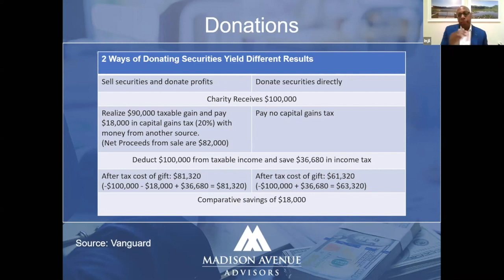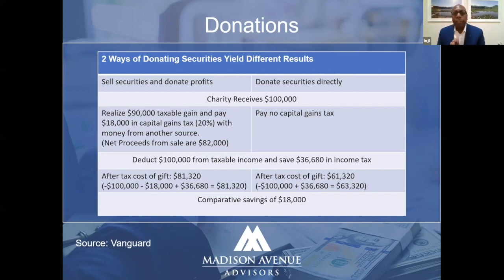Let's go to the bottom of the left side where it says after tax cost of gift. You see a negative 100. That means that's the money that you wrote to the charity. You see a negative 18,000. That's the money you wrote to the IRS because you sold the security. You see a positive 36,000. That's the tax benefit from donating to the charity. The net of all of that is 81,320. So that's your benefit. So you gave up 100, but the net of it is 81,000.